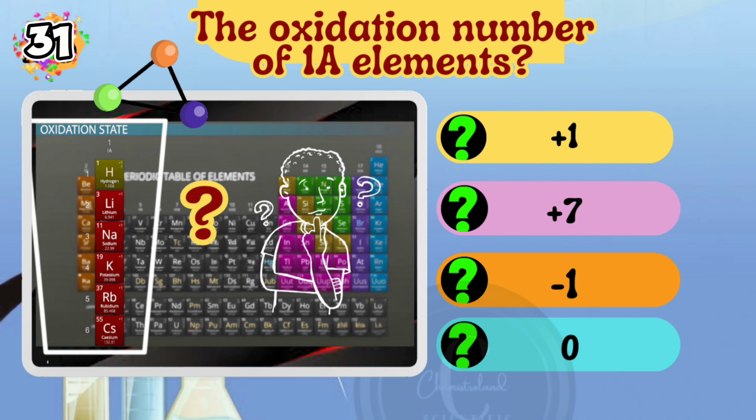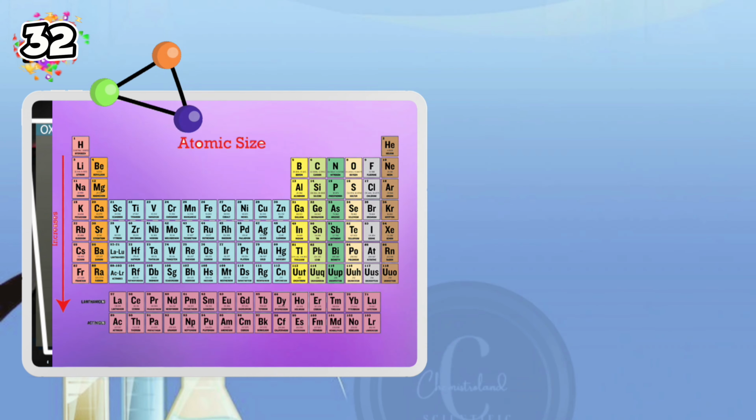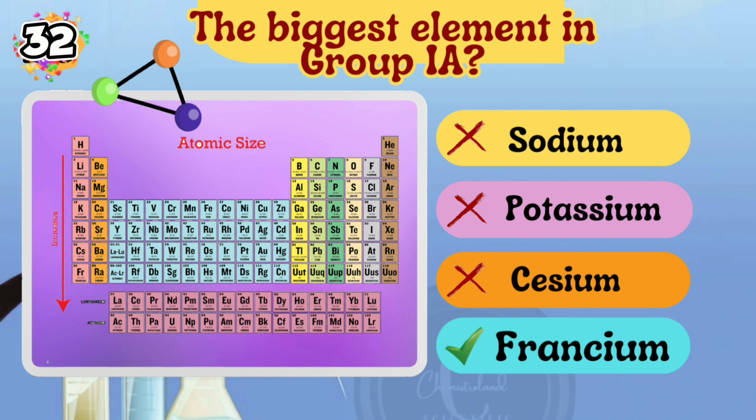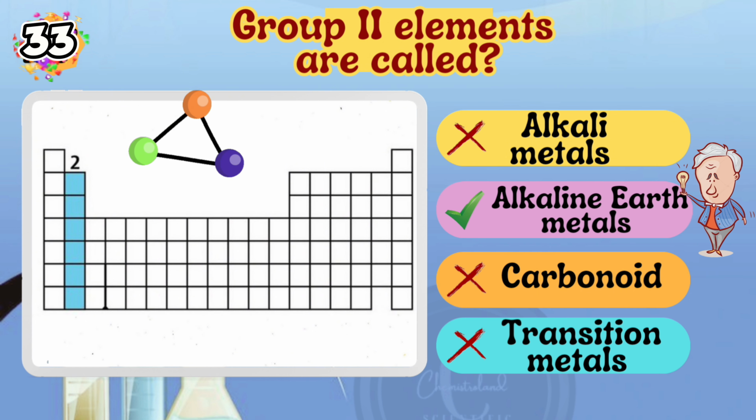The oxidation number of 1A elements is +1. The biggest element in group 1A, the right answer is francium. Elements of group 2 are called alkaline earth metals.